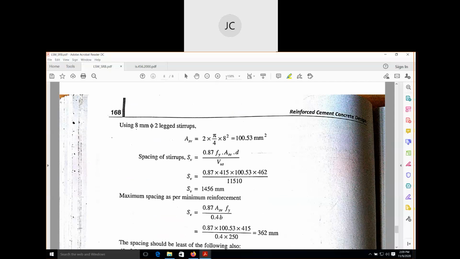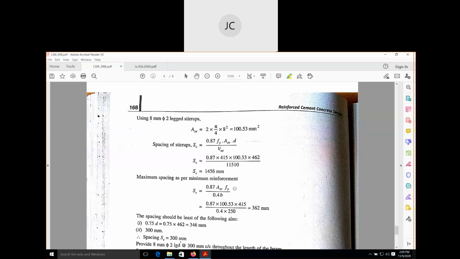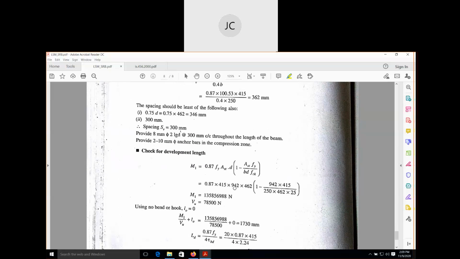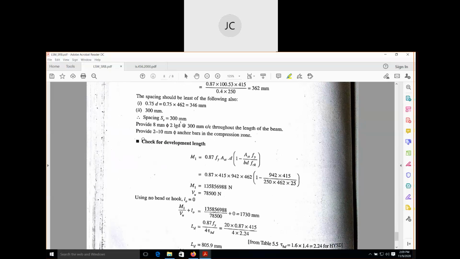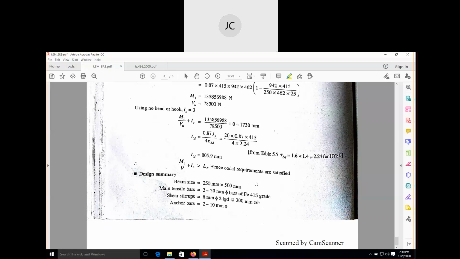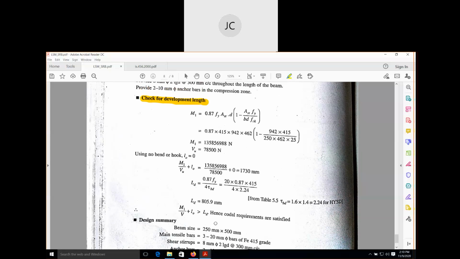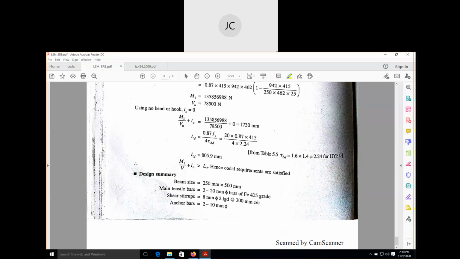Then we have to choose the diameter. Next, one thing you have to check is development length. No, this part is not needed. Development length part is not needed. If you don't do this part, then also it's okay. It is not necessary.